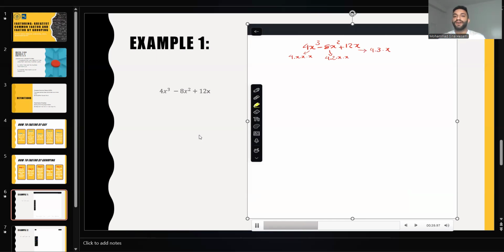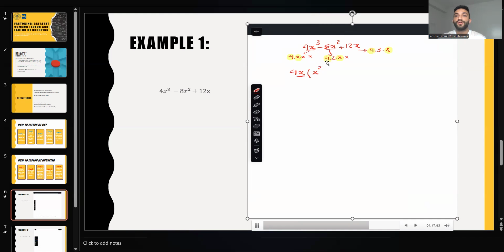Now we're going to identify the common factors: the number that is a common factor between these terms, which is 4, and then the variable that is common between these three terms, which is x. And then the third step, we're going to factor out the greatest common factor, which is 4x. How can we get from 4x to 4x cubed? By multiplying 4x by x squared. Or we could say, from this term we took out 4x, and we're left with x squared.